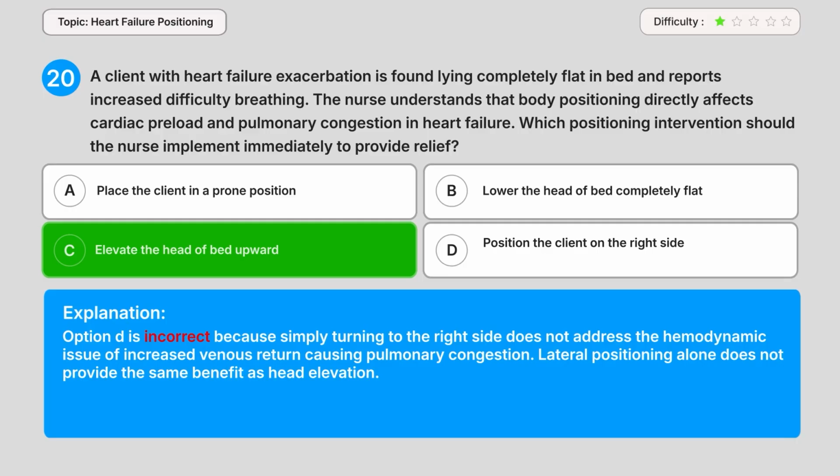Option D is incorrect because simply turning to the right side does not address the hemodynamic issue of increased venous return causing pulmonary congestion. Lateral positioning alone does not provide the same benefit as head elevation.